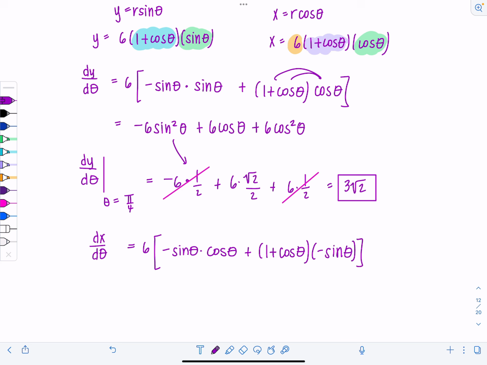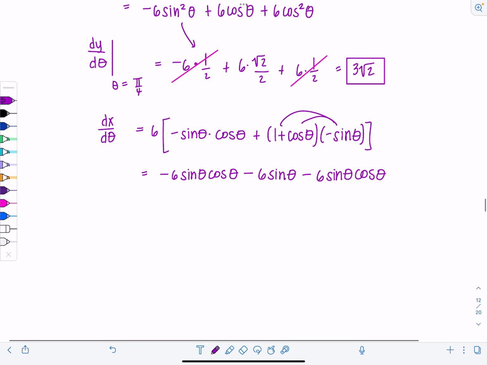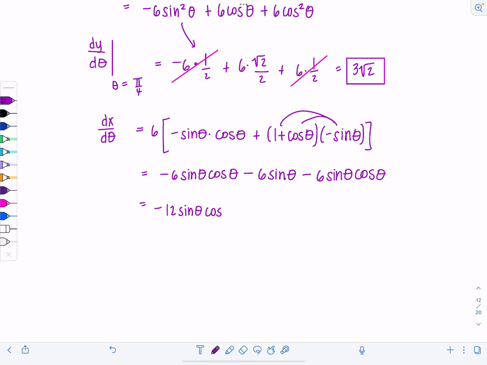Okay. So what happens now? Negative 6 sine theta cosine theta. Let's distribute. Minus 6 sine theta minus 6 sine theta cosine theta. Right? Yes, right. Okay. Nothing cancels this time. It's negative 12 sine theta cosine theta minus 6 sine theta.